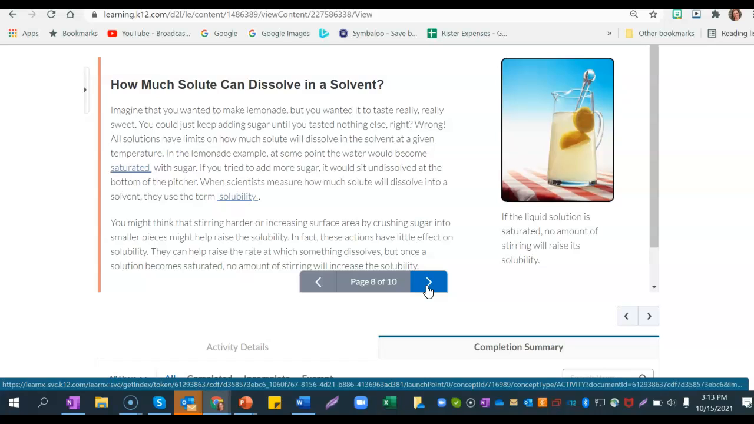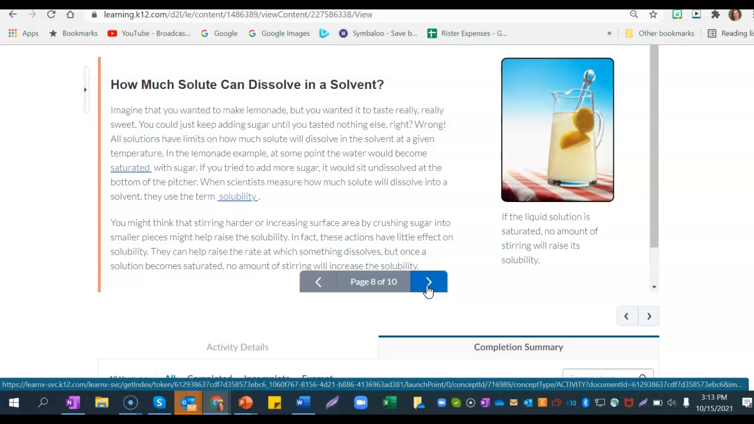All right, so how much solute can dissolve in a solvent? Imagine that you wanted to make lemonade, but you wanted it to taste really, really sweet. You could just keep adding sugar until you tasted nothing else, right? Wrong. So all solutions have limits on how much solute will dissolve in the solvent at a given temperature. In the lemonade example, at some point, the water would become saturated with sugar. If you tried to add more sugar, it would sit undissolved at the bottom of the pitcher.